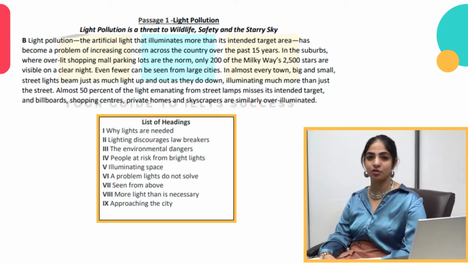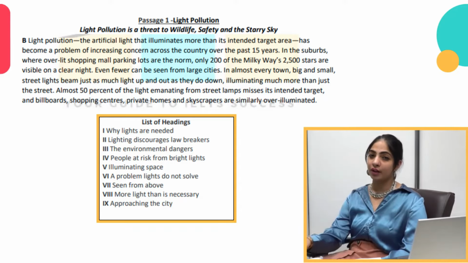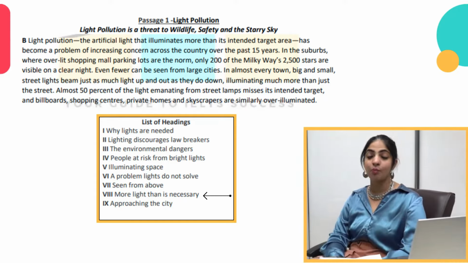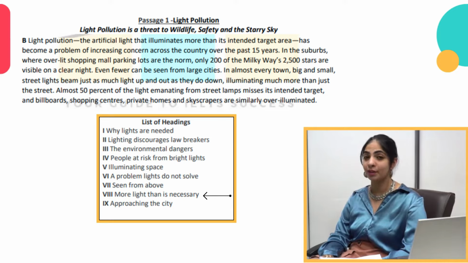Stop following this strategy. So if I talk about the overall idea, as I mentioned before, they were talking about that the light was missing its target area and it was more bright than it was required. So it was over illuminated, more light than is required. So the answer is eighth, more light than is necessary. If you just match the keywords, you will go for fifth, but it's a trap for you. But if you understand the overall meaning of the paragraph, you will go for the eighth option. Let's move on to the next paragraph.